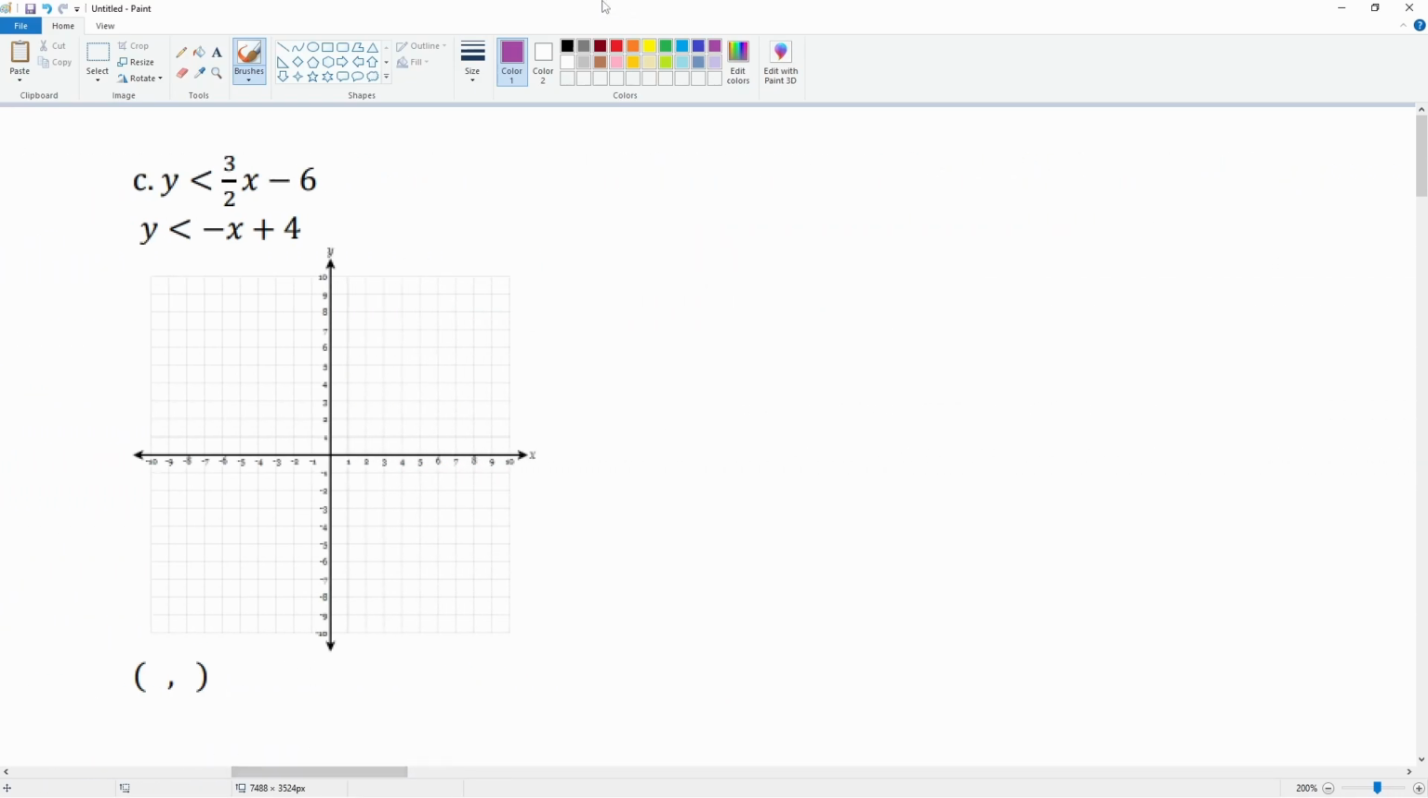Okay, next one here. This is the first one: y is less than 3 over 2 x minus 6. Here's negative 6. We're going to go up 3, 1, 2, 3, across 2, and again up 3, across 2, down 3, 1, 2, 3, across 2. Okay, so this is the first line. And let's test 0, 0. Is 0 less than 0 minus 6? Is 0 less than negative 6? This is false, so we're going to shade away from 0, 0.